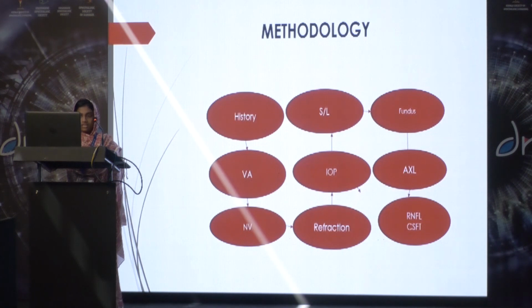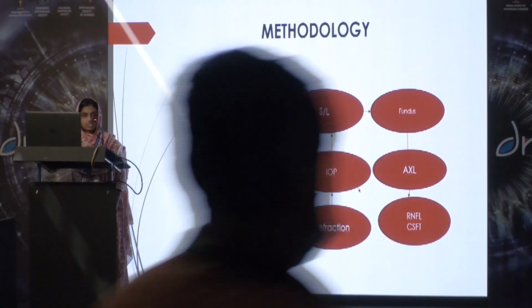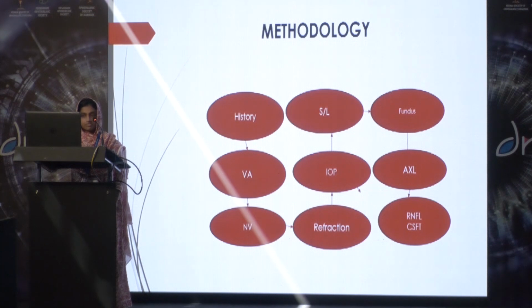All the patients underwent a detailed history. Then visual acuity was assessed with the help of Snellen's visual acuity chart, which was later converted to a logMAR chart. The near vision was assessed, and then refraction was conducted with the help of an autorefractometer, and also a subjective refraction was carried out, and it was converted to spherical equivalent.